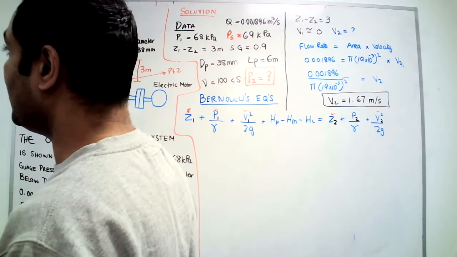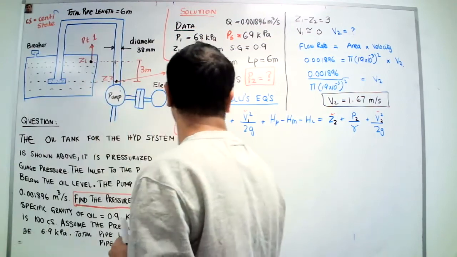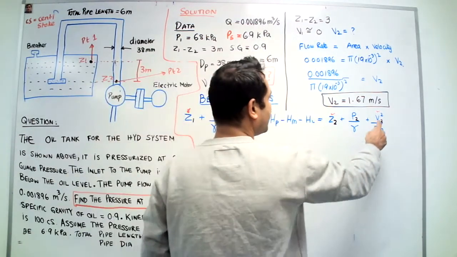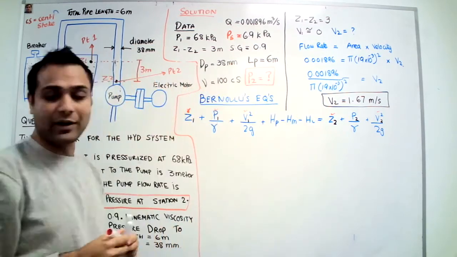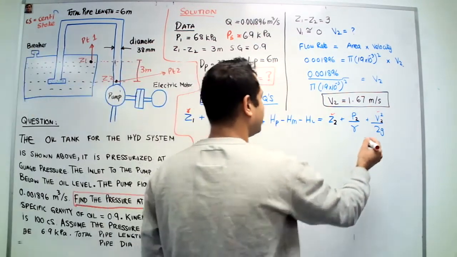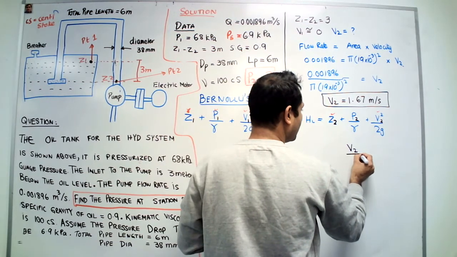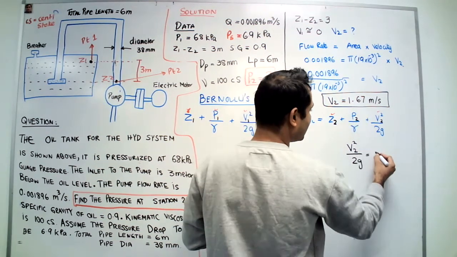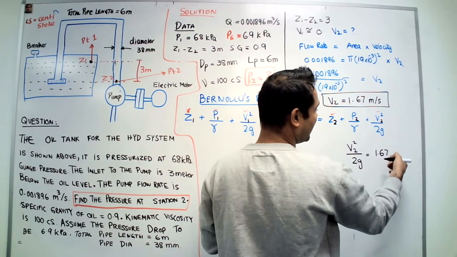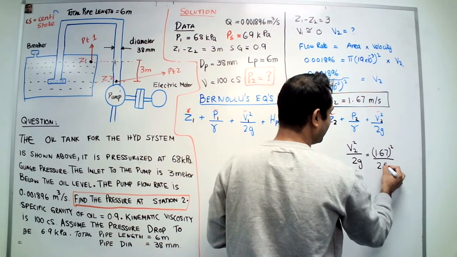To do that, we already have the velocity V2 as 1.67 meters per second, and V1 is 0. What we need to do now is find the value for this bit, V2 squared over 2G. Let's do that one. V2 squared over 2G. V2 is how much? We already have the value, so try not to round it off. I know it was 1.67 something, but let's do that one. So, squared, divided by 2 times 9.81.